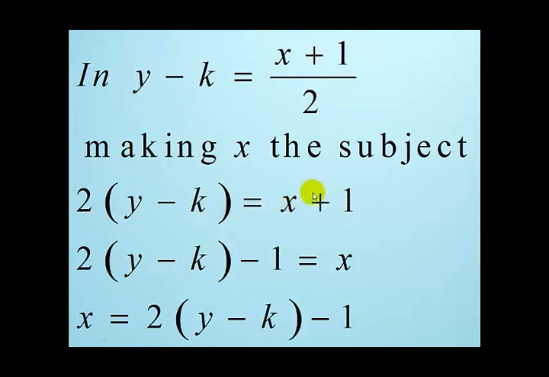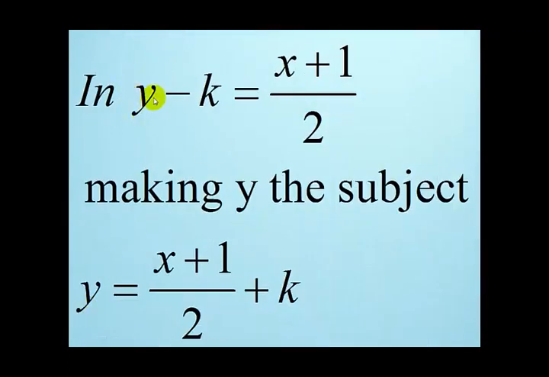Plus 1 on the right hand side becomes minus 1 on the left hand side, and we are left with only x on the right hand side. So x now stands alone. That means that x is equal to 2 into bracket y minus k minus 1. And this can be written as x on the left hand side is equal to 2 into bracket y minus k minus 1 on the right hand side. So x is equal to 2 into bracket y minus k minus 1. Since x stands alone, it means that we've made x the subject.